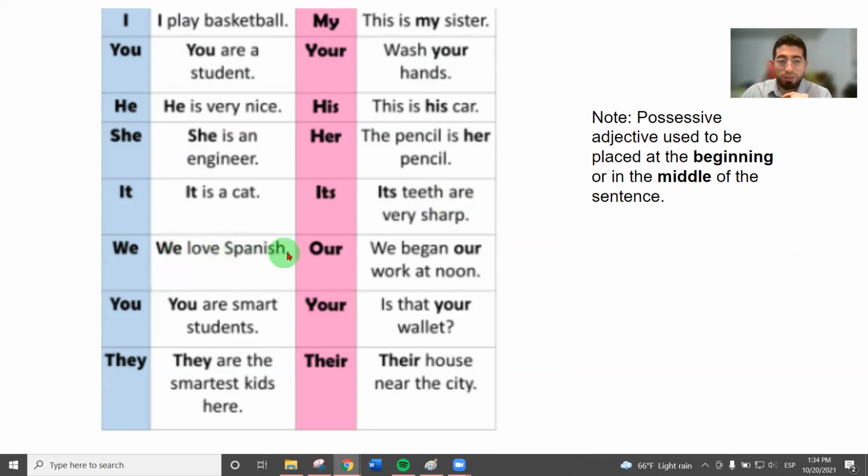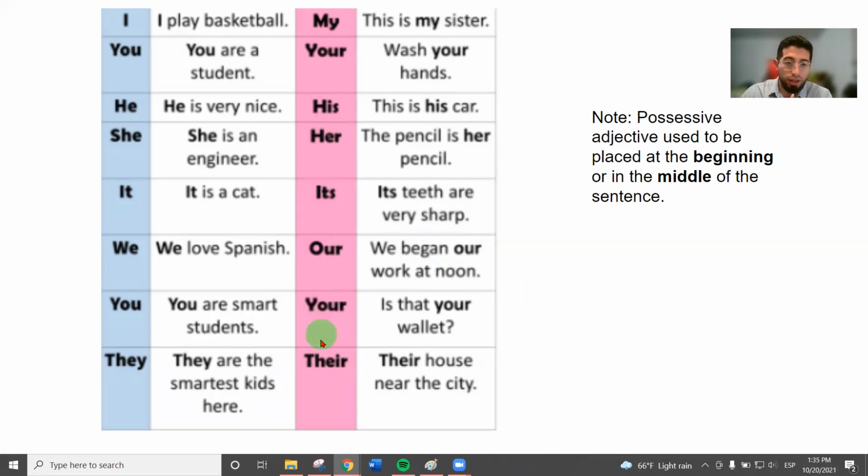We say, we love Spanish. This is with we. Eso es con el sujeto we. And then we have our, right? So, we began our work at noon, right? Como nosotros empezamos nuestro trabajo al mediodía. Yes? This is another example, right? Es otro ejemplo. And so on, y así con los diferentes possessive adjectives, con los diferentes adjetivos posesivos that we have, que tenemos, ¿no?